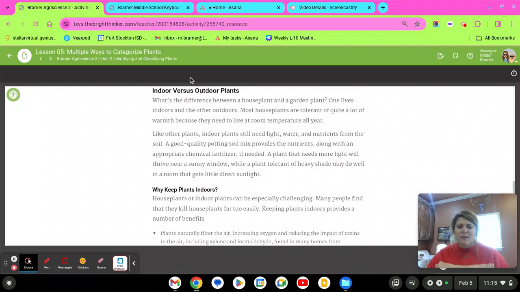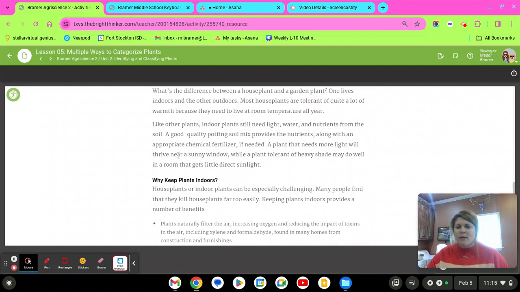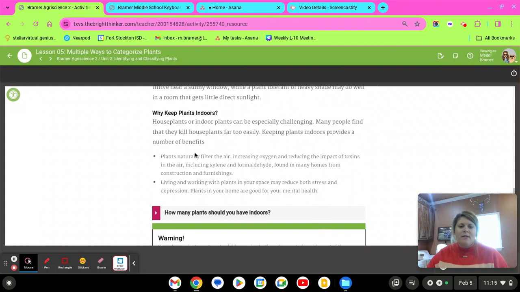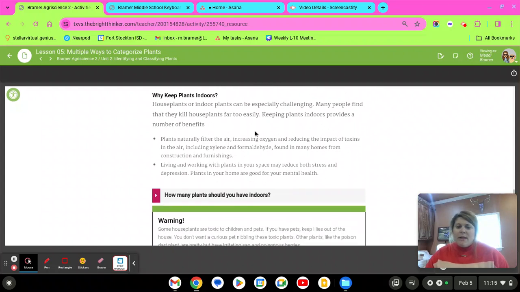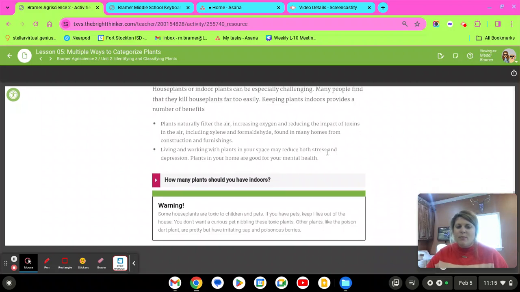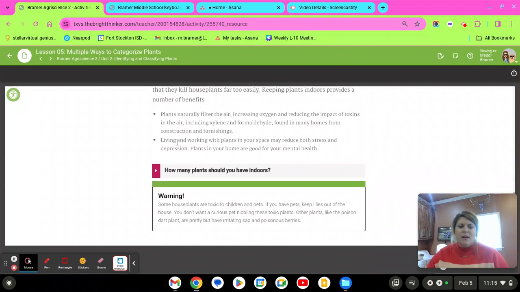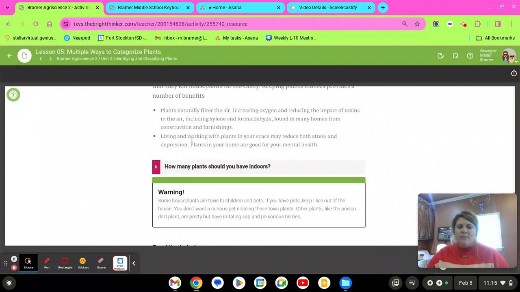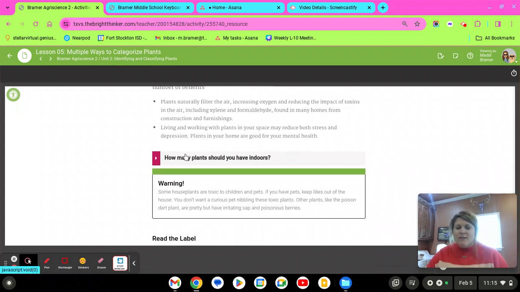And then there's indoor versus outdoor plants, house plants versus garden plants. Why do people keep plants indoors? It's becoming more and more popular. They can be challenging, but they help filter the air. They give you natural oxygen. Living and working with plants has been shown to reduce stress and depression.